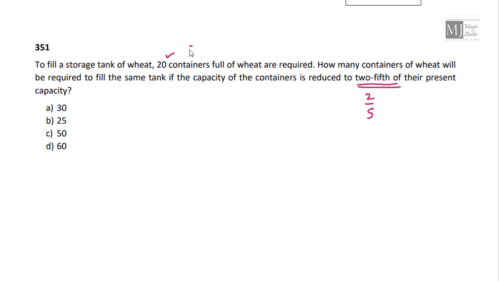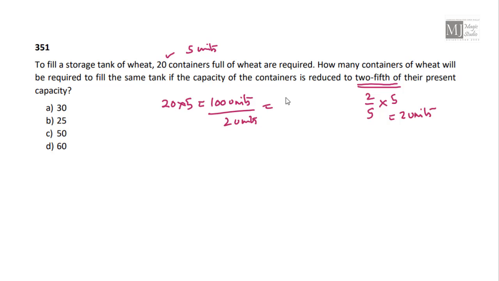Let me start with the capacity of 5 units. That means the storage tank capacity is 20 into 5, that is 100 units. Now the capacity of the small container is reduced to 2 units. That means to fill the 100 units tank, now I need 100 divided by 2 equals 50 containers of the reduced volume. Answer C fits in.